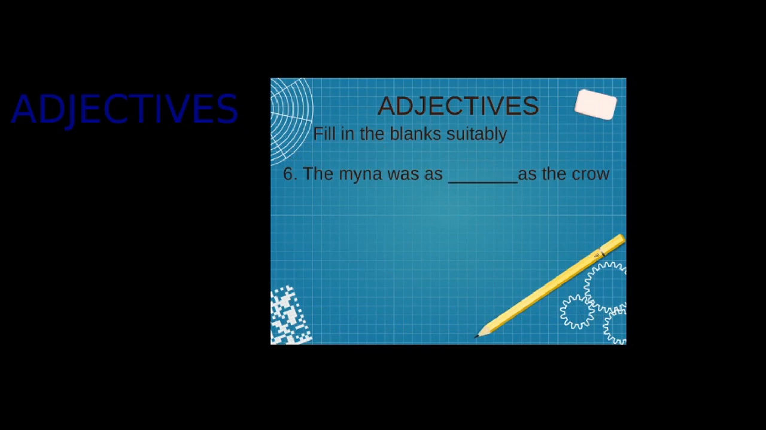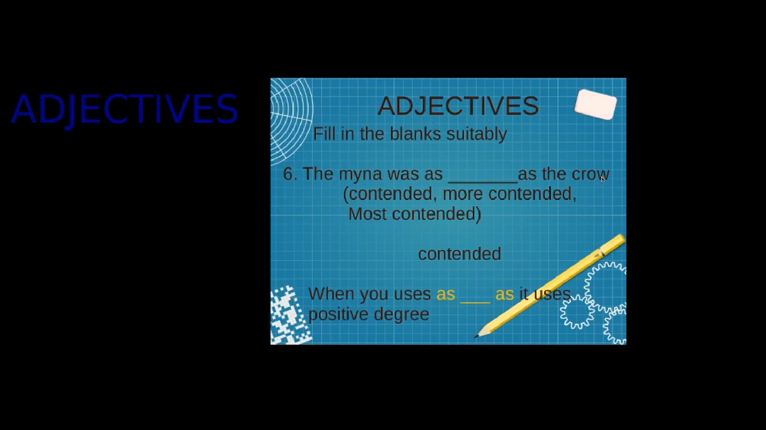The next one, the myna was as dash as the crow. Contented, more contented, most contented. So what's your answer? Contented. Why? Even though myna is compared with crow, we use contented. Why? Because the use of as helps us to use the positive degree.